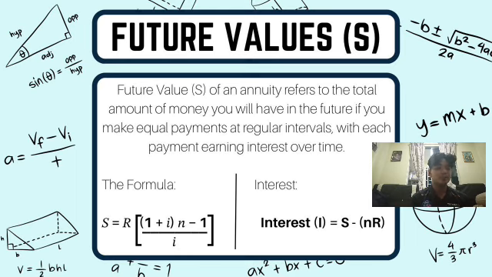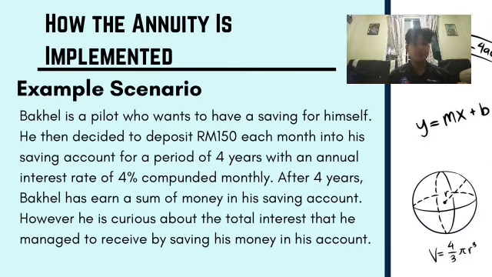So this is the formula we use to calculate S, which is S equals R times (1 plus I to the power of N, minus 1) over I. R is the monthly payment, I is the monthly interest rate, and N is the total compounding periods. And to find the total interest earned, we use another formula, which is I equals S minus N times R. Okay, so here is an example to show how annuity works in real life.